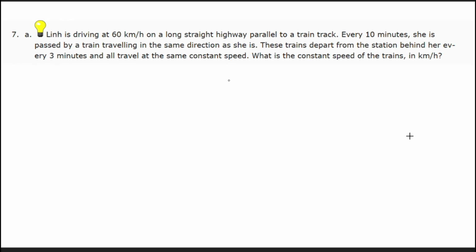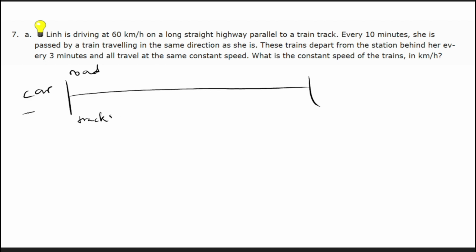So you might have to really decipher the wording in this question because it does take a little bit to wrap your head around. But once you get an idea of what the question is saying, you can start mapping it out on paper. So over some distance, there is a division of a road and train tracks, over which the car goes on the road and the train goes on the tracks.